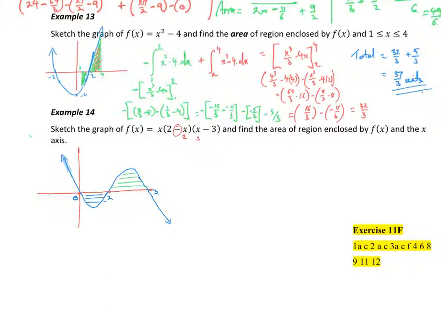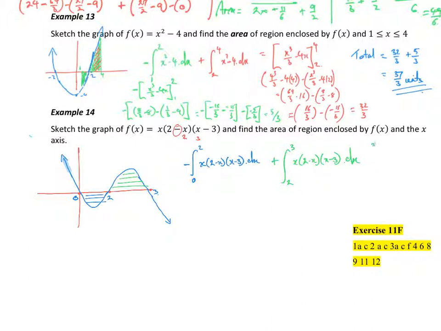So the area in blue is the integral from 0 to 2 of x times (2 minus x) times (x minus 3) dx. Now that's going to give me a negative answer because it's below the axis, so I'm going to put a negative sign there. And then I'm going to add the integral from 2 to 3 of x times (2 minus x) times (x minus 3) dx.